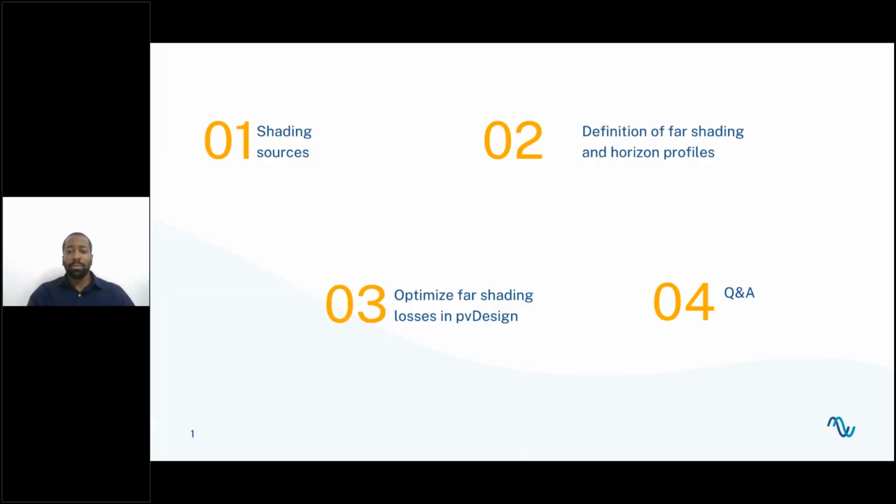Alrighty, so those are basically the agenda for today. We'll start with the shading sources, the definition of far shading and horizon profiles. We'll also be talking about how to optimize far shading losses in PV design. And in the end, we'll also be able to answer any Q&A. So please feel free to drop any questions in the comment section, and in the end, I'll be able to answer those.